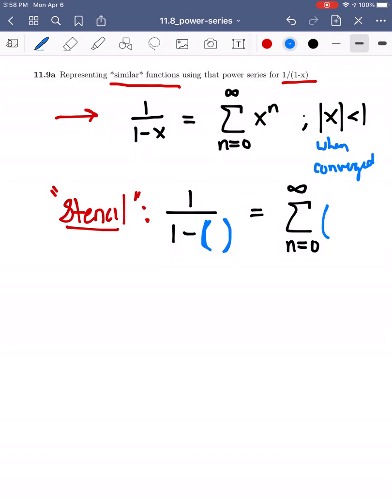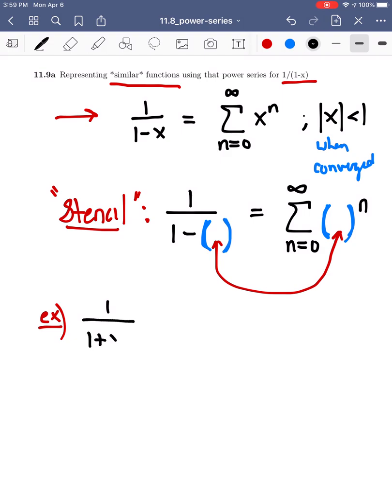And the idea is going to be that whatever goes inside those blue parentheses inside of 1 over 1 minus something is exactly what we're going to put inside the parentheses in our power series. So let's do a couple examples of using this stenciling idea. If we have a function, 1 over 1 plus x squared, and we want to find its power series representation.